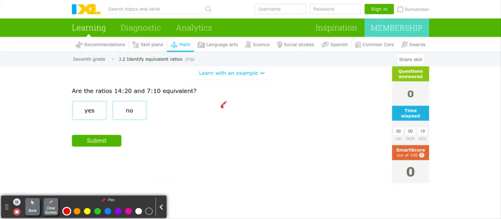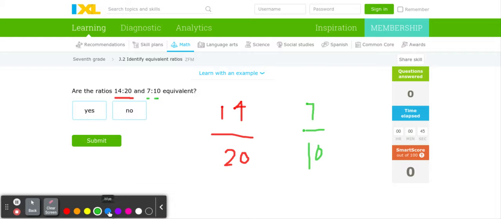First way is that we could write them as fractions. Write 14 to 20 as 14 over 20, and then we can write 7 to 10 as 7 over 10. Now that we wrote them as fractions, we can see whether they're equivalent to each other. We can do this in multiple ways.